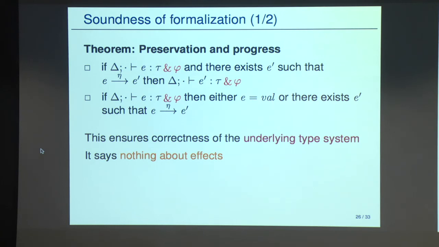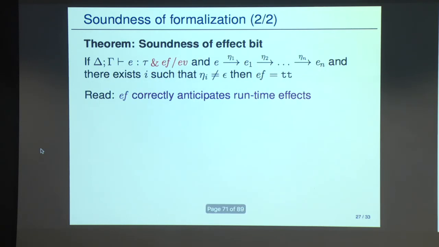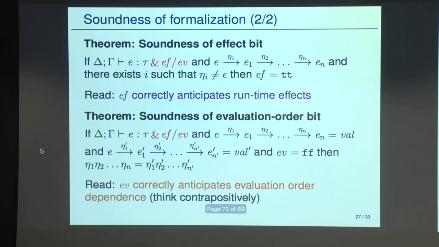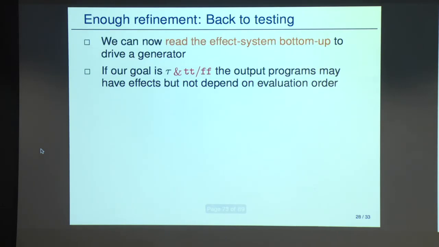proving the soundness of the underlying type system. Of course, that says nothing about the actual effects. So we have 2 more theorems that say something about those. One saying the first bit, the effect bit, correctly anticipates the runtime effects, and similarly the EV bit correctly anticipates the evaluation order dependence.